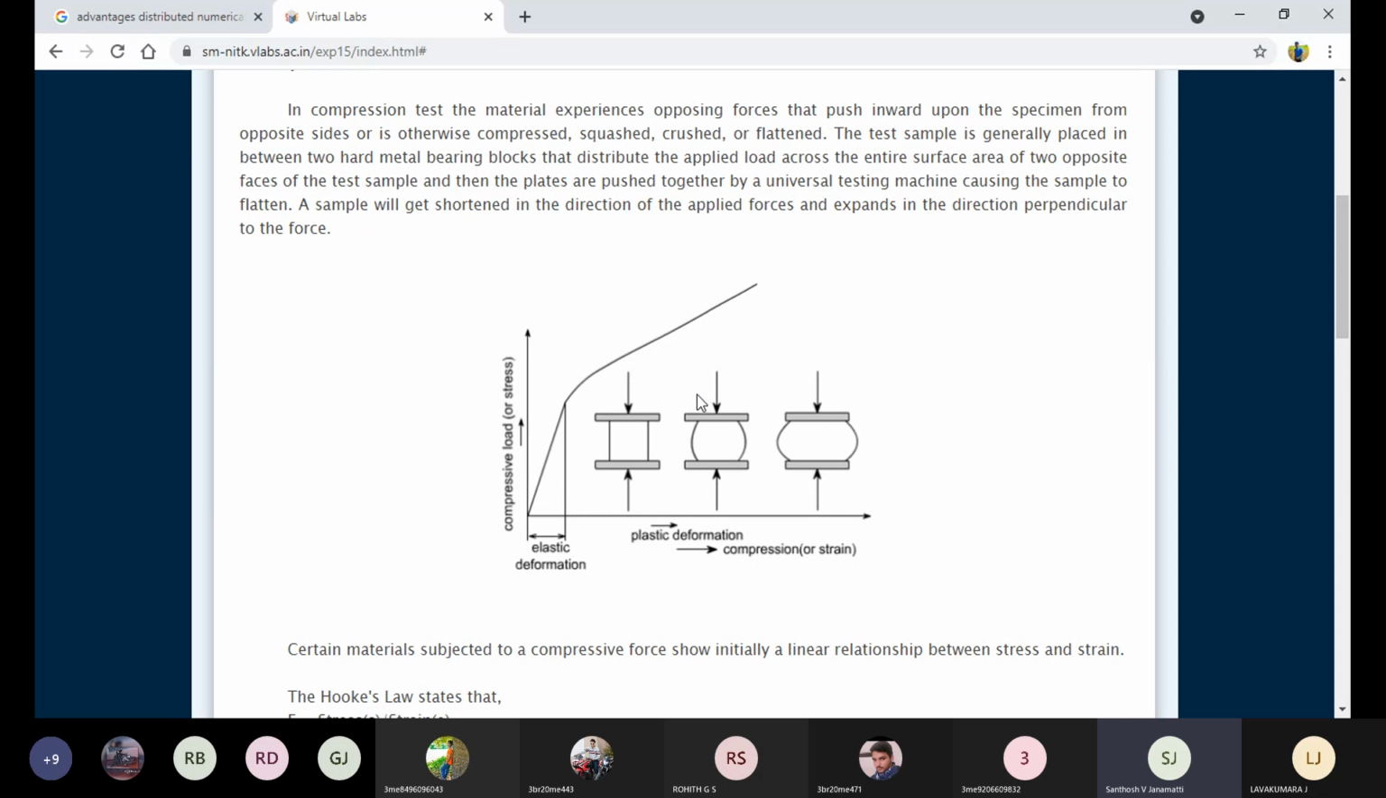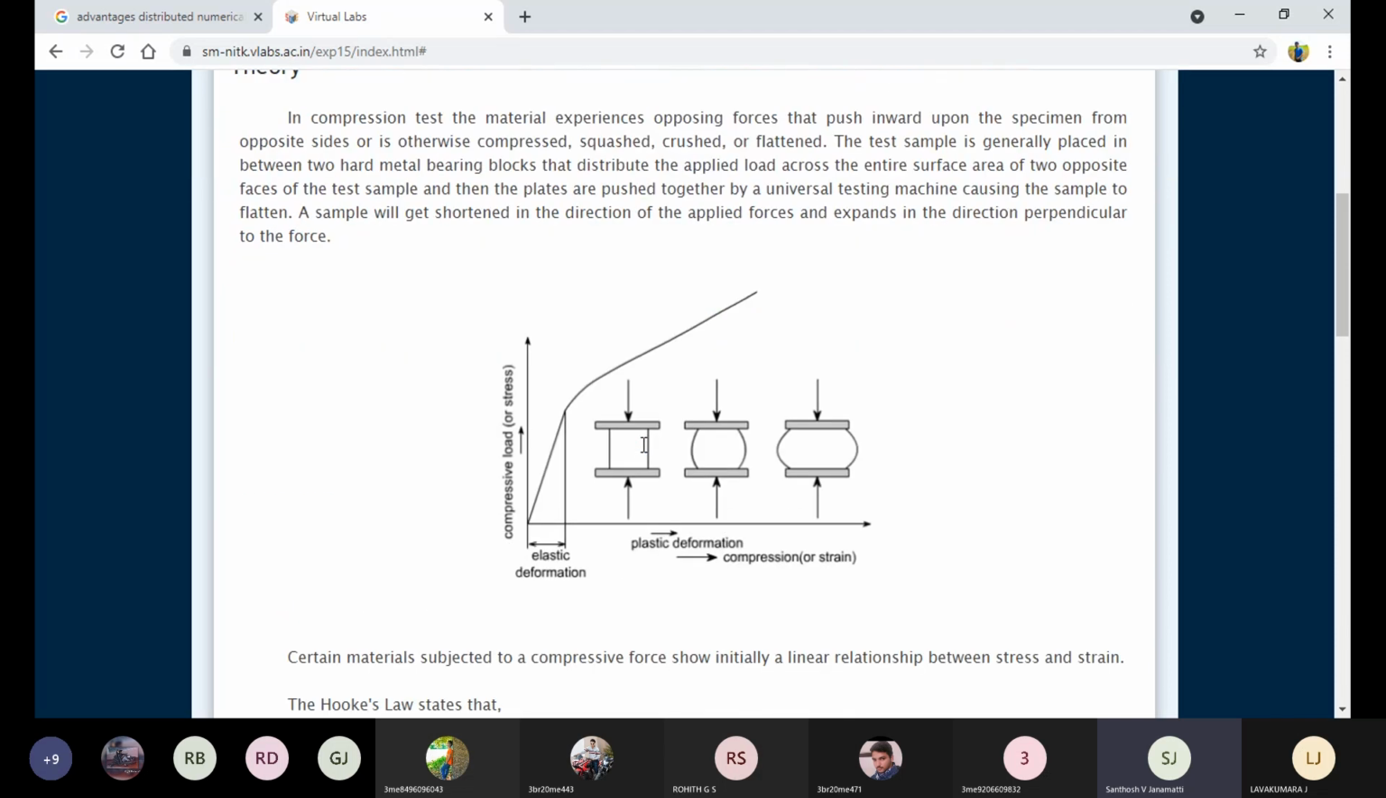Whenever it reaches the plastic region, we can see changes taking place in that particular material. Immediately we can note that point. That point will be the beginning stage of plastic deformation, so technically we can call it the yield point. This we can call the ultimate point. So I hope you understand this theory.